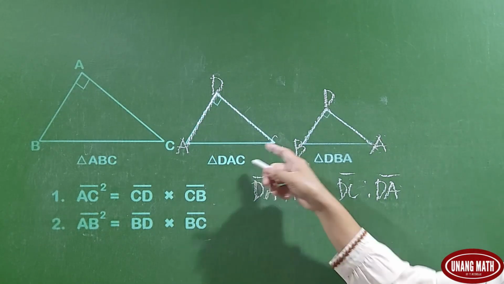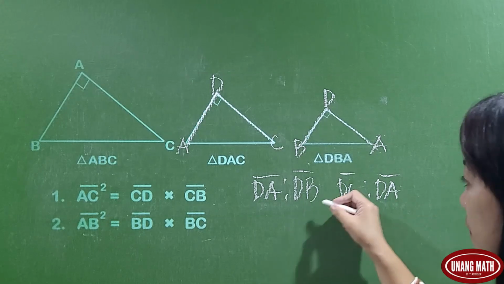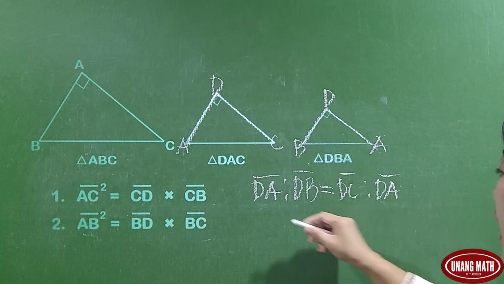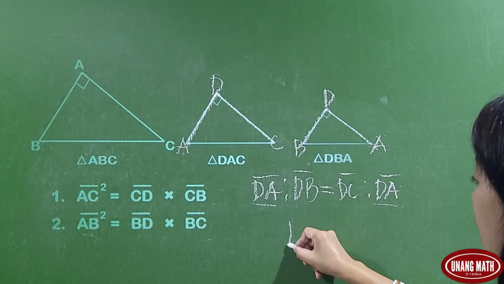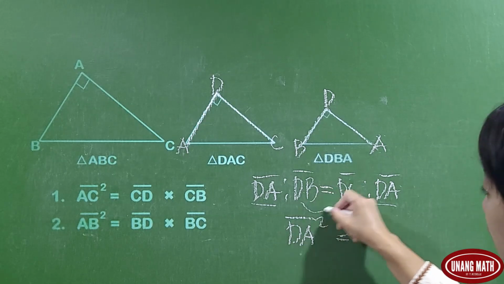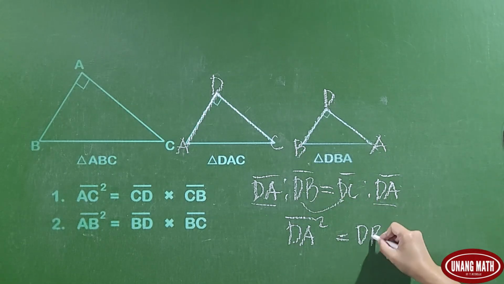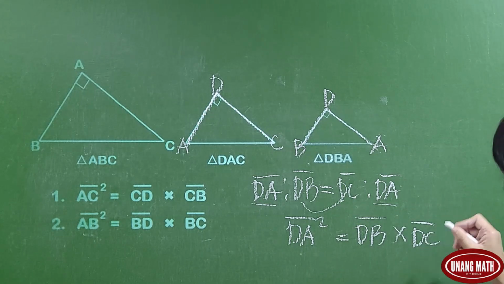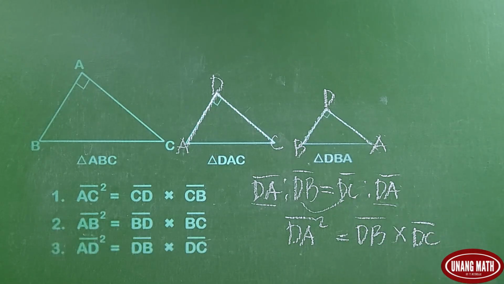So these are similar figures, so it means this is equal. DA times DA, that's going to be DA squared. So segment DA squared is equal to segment DB multiplied by segment DC. So that is our third theorem.